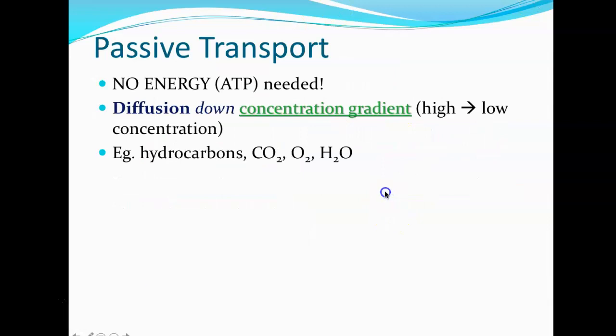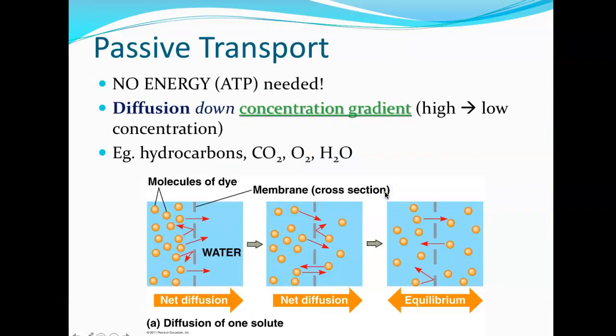All right, passive transport, let's talk about this. Does not require any energy. So we're talking about diffusion across the membrane. So it does not require any energy, no ATP needed. Diffusion occurs down a concentration gradient from high to low concentration. And our examples of things that can diffuse freely across the cell membrane are hydrocarbons, carbon dioxide, oxygen, and water.